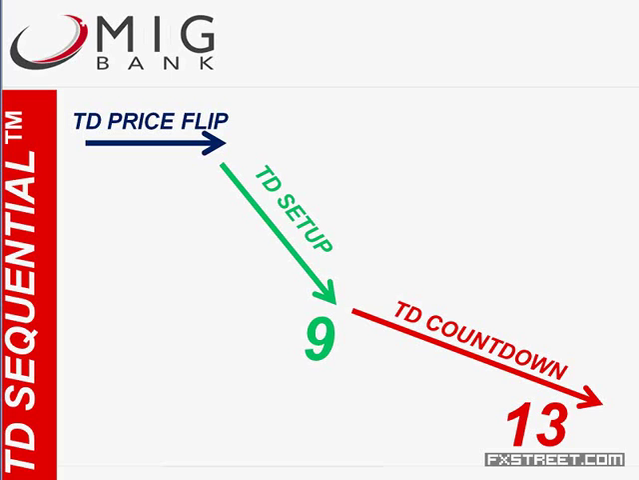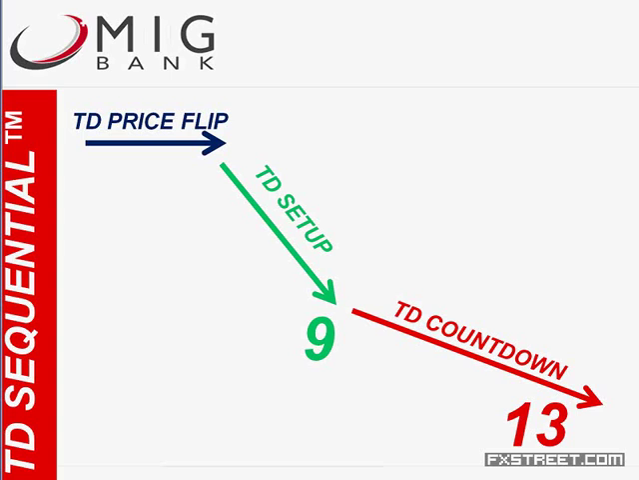So it's a two-stage process, TD setup, TD countdown. The first stage, TD setup, is color-coded in green. The second stage, TD countdown, is color-coded in red. But to actually trigger or activate this process, we must have a price flip.